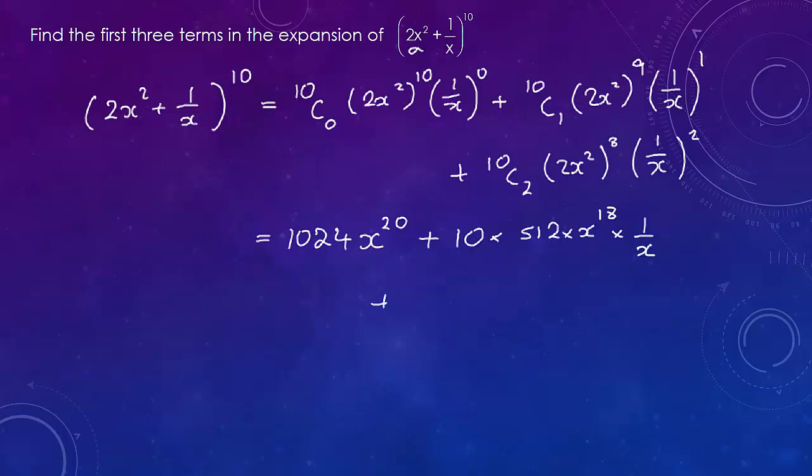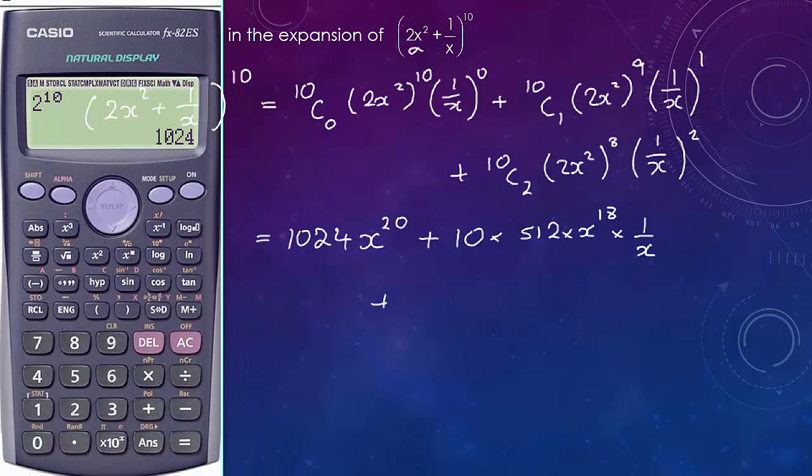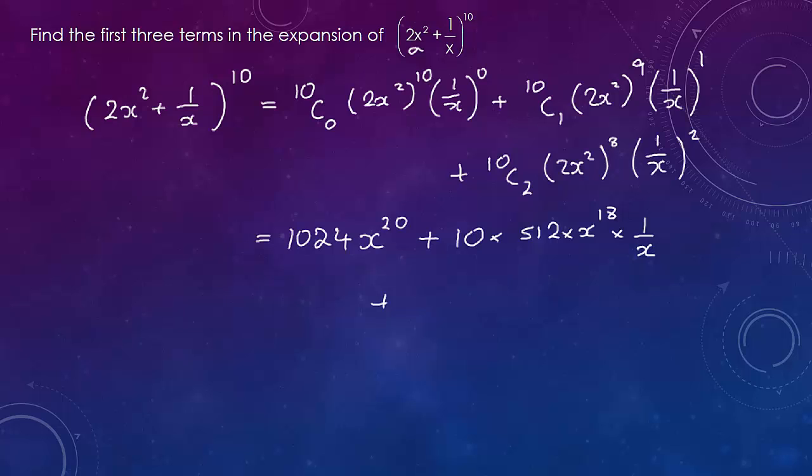Then we've got the 10c2. So 10c2 gives me 45. So I'm going to have 45 multiplied by, it will be 256, won't it? 2 to the 8 will be half of that. And we've got times x to the power 16. And 1 over x all squared is 1 over x squared. And so we can finally tidy this up.